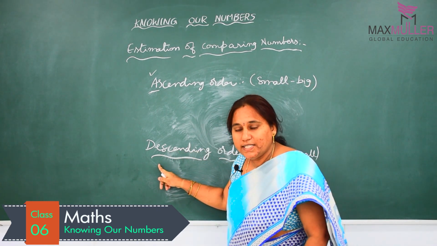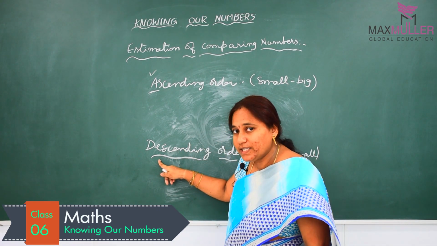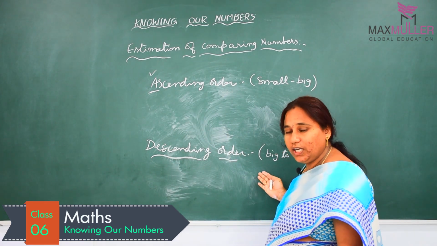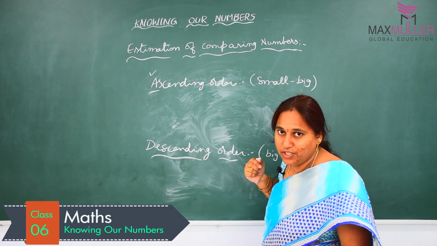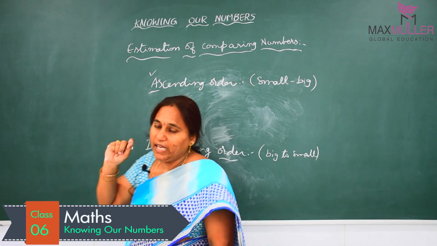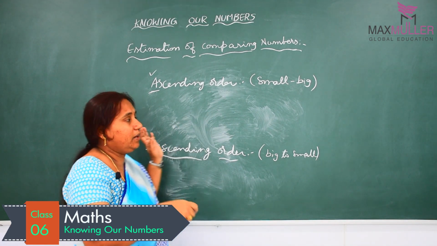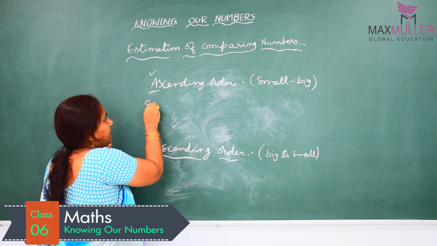The next one, descending order. Descending order, in the sense, what do we have to think? If ascending means small to big, then obviously the next one, descending, means we have to arrange from big to small. So if they give a group of numbers and ask you to arrange the numbers in ascending order, suppose, for example.